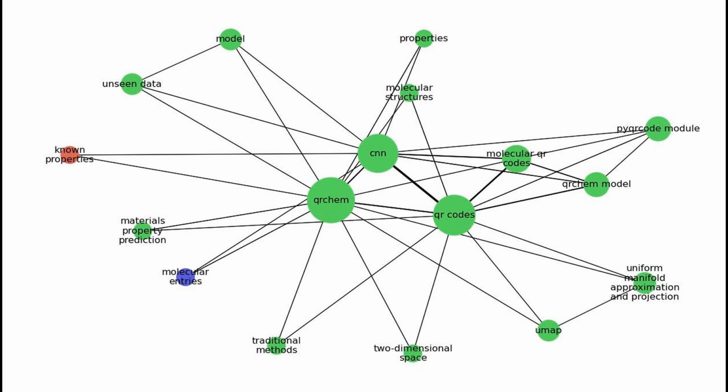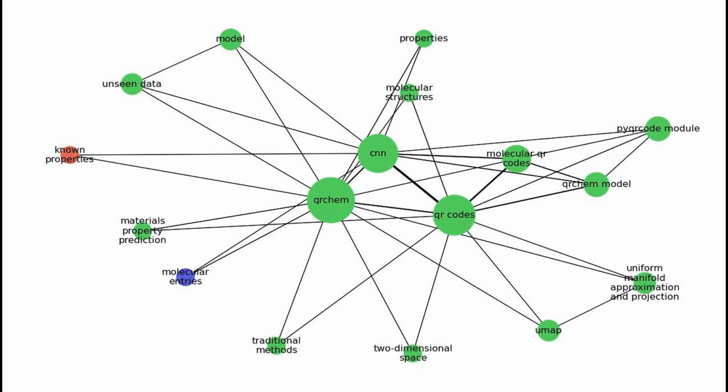which creates a two-dimensional matrix that captures detailed information about the molecule's topology and connections. This is akin to creating a detailed map that shows how different parts of a city are connected. Once the QR codes are generated, they serve as the input for the QRChEM model. The CNN can learn from these QR codes by using convolutional and pooling operations that help the model identify patterns and features. This process is similar to how a child learns to recognize different shapes and colors by looking at various pictures.